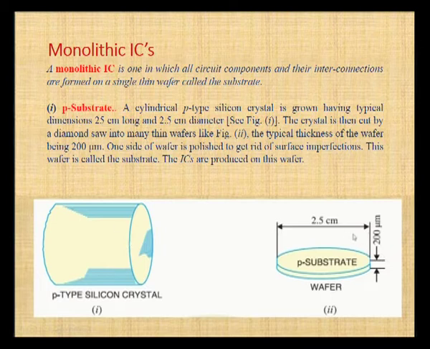In the second figure, we observe that the typical thickness of the wafer would be 200 micrometer. This thickness is cut from the cylinder using a diamond saw, and the edges are polished to get rid of imperfections. This is how the wafer is formed, and that is what we call the P substrate. On top of this, all the components are formed and interconnected. This is the first step where we get the P substrate in the monolithic IC process.